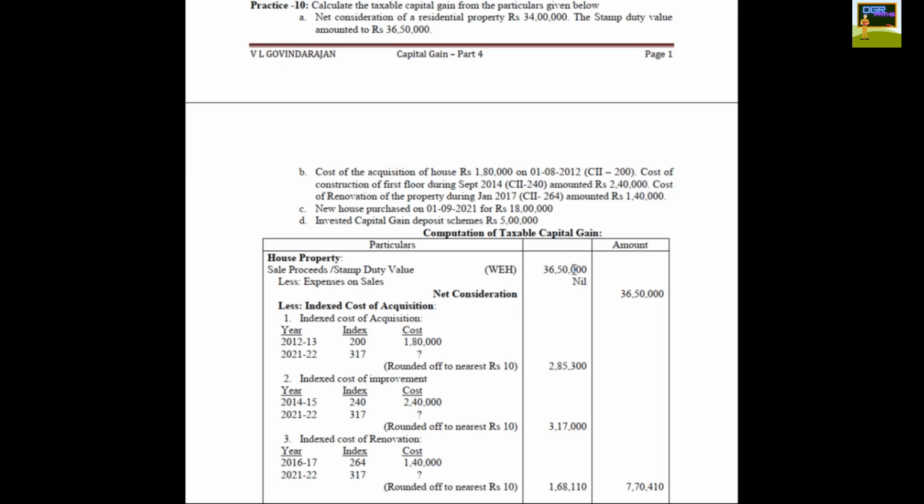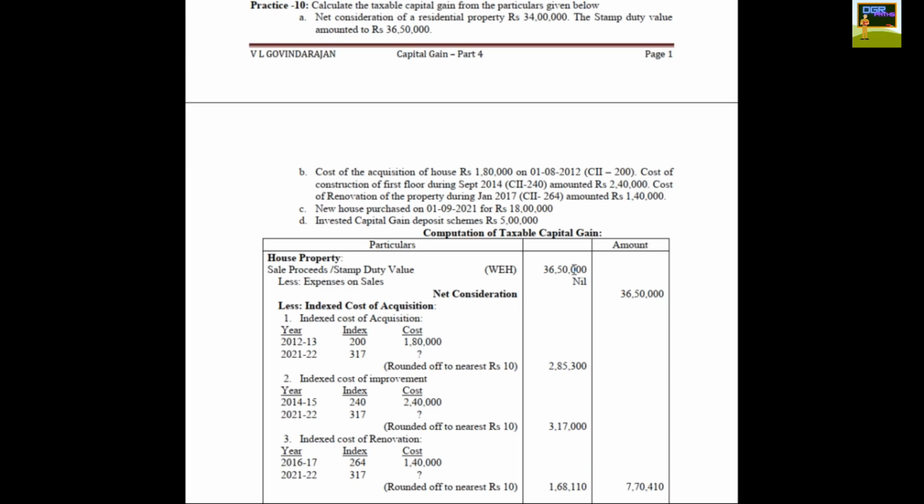Sale proceeds or stamp duty value, whichever is higher, less expenses on sale nil. Now first, indexed cost of acquisition. First one is the cost of acquisition. Acquired this property on 1st August 2012 for 1,80,000, index being 200. So for the index 200, cost 180, for the current index 317, rounded off to the nearest 10, that will be 2,85,300.